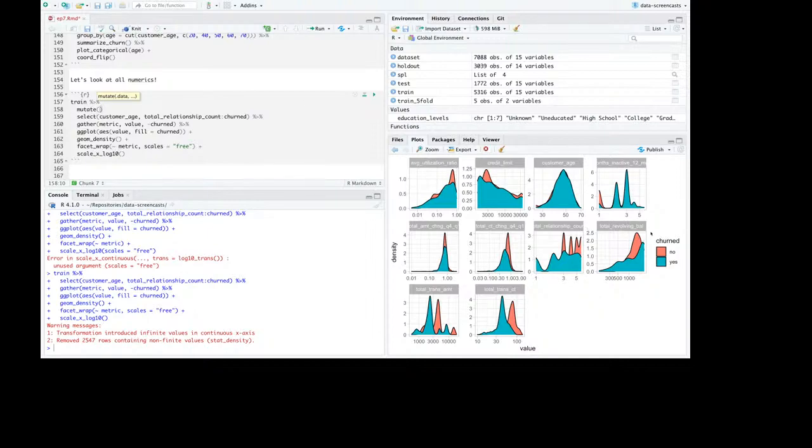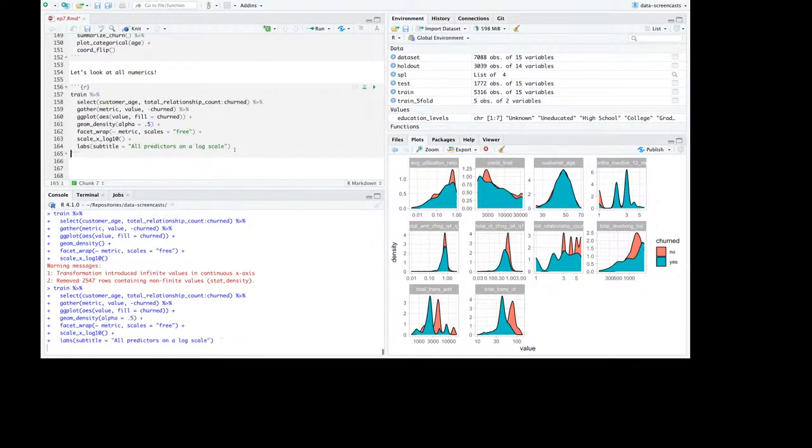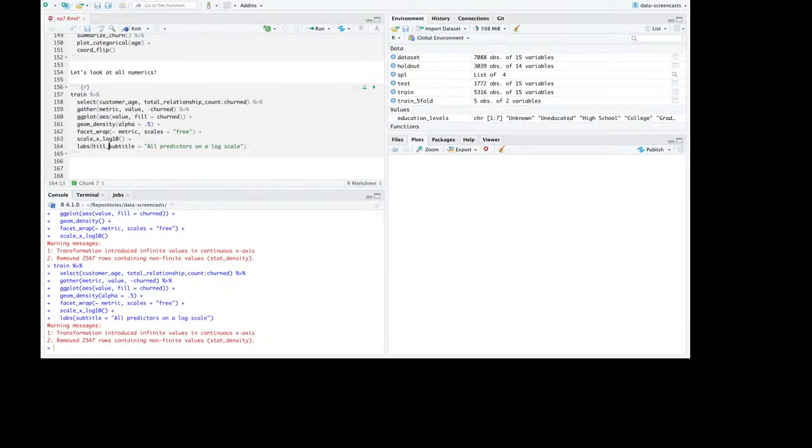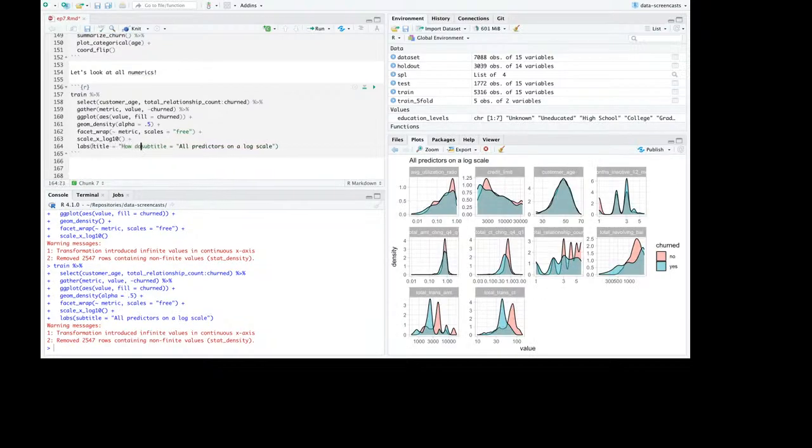Look at total revolving balance. Look at that difference. Look at credit. Some of them, like age, don't really matter. Total transaction count, total transaction amount. Some of them really do. See, a log is in, alpha equals 0.5 and title. This just gives us a place to start when we're building a model.